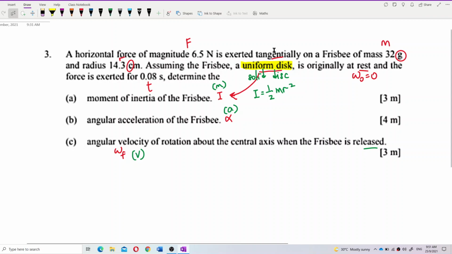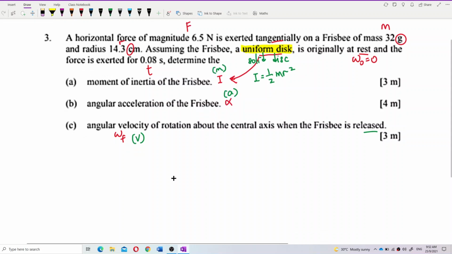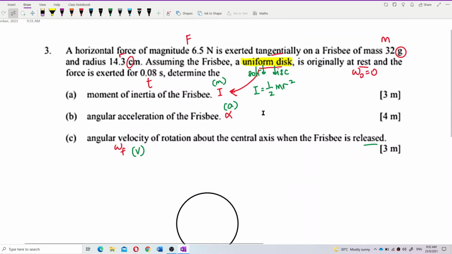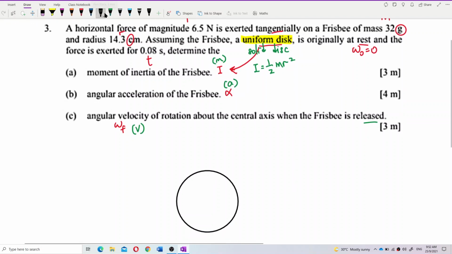Okay, so let's picture out what's actually happening here. Let me draw out the diagram for you. It's a solid disc. You are pushing. This is the center. This is the radius r, and the r, converted to SI, is 14.3 times 10 to the negative 2 meter. That's the radius. I converted to meter already.